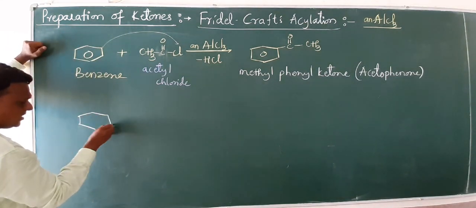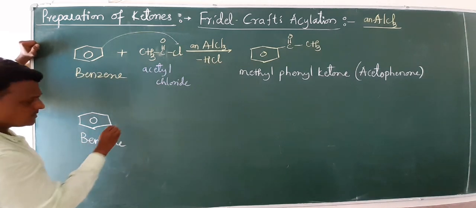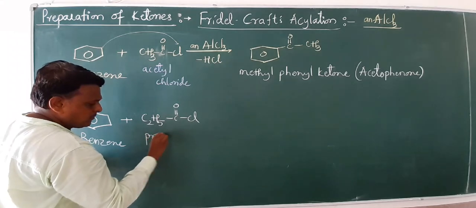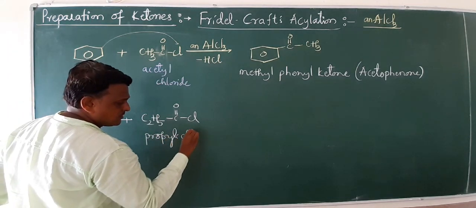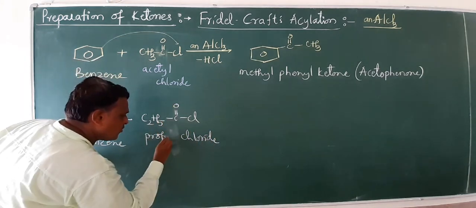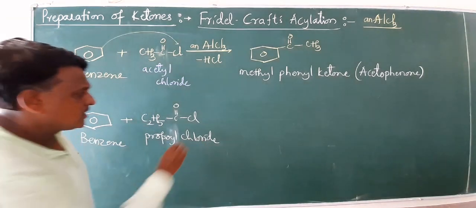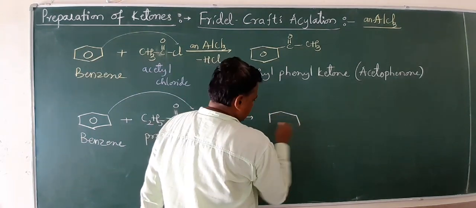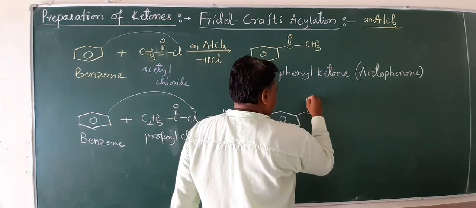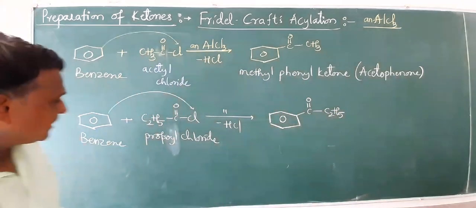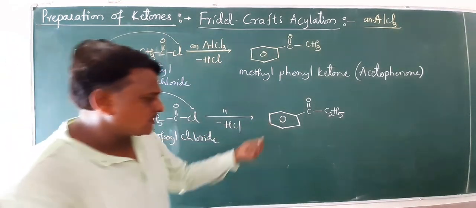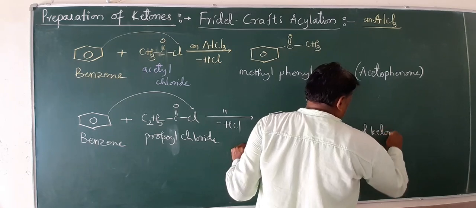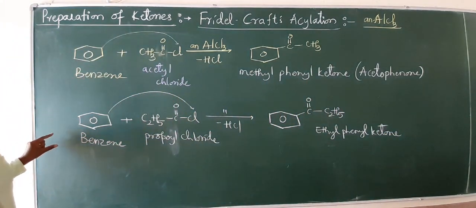Similarly, if you practice with the same reaction, you can change this methyl group to the ethyl group. This is C double bond OCl, propyl chloride, in the presence of anhydrous aluminium chloride; the same HCl is released. This is your benzene, and now, friends, C double bond O, this is C2H5. Yes, benzene reacts with propyl chloride to form this compound. The name of this compound is ethyl phenyl ketone. Ethyl phenyl ketone. These two are very interesting reactions in a Friedel-Crafts.